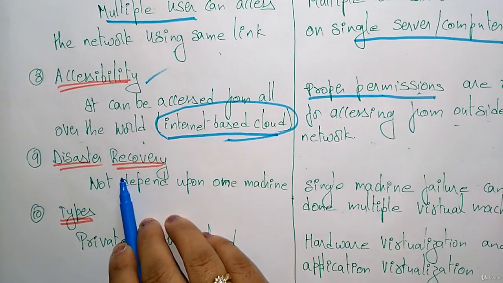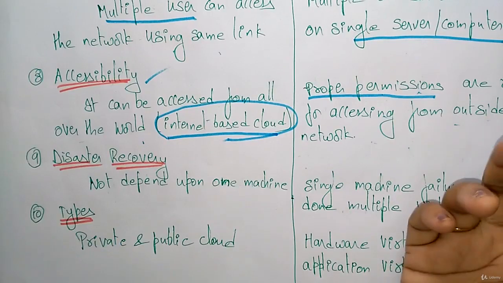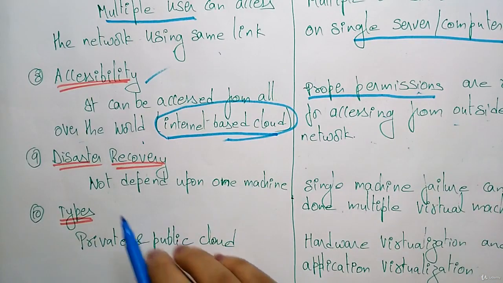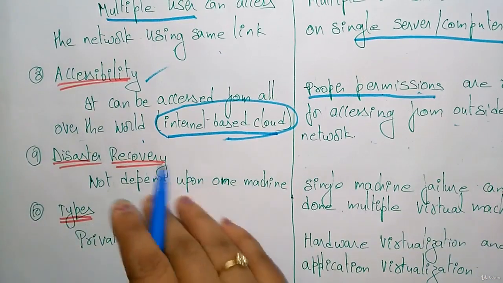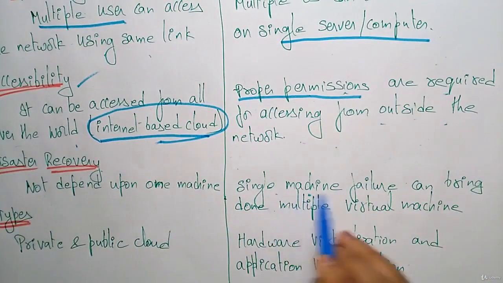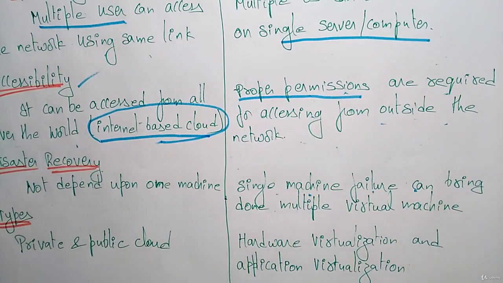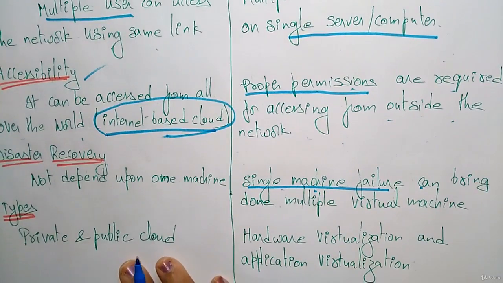Now let's talk about disaster recovery. What will the cloud do and what will virtualization do in terms of disaster recovery? The cloud is not dependent upon one machine. Cloud computing does not depend completely on a single server, single hardware, or single infrastructure. So there is little chance of disaster and it can easily recover. Whereas in virtualization, a single machine failure can bring down multiple virtual machines. All the virtual machines use the same resources, so if that single machine fails, multiple virtual machines can go down.